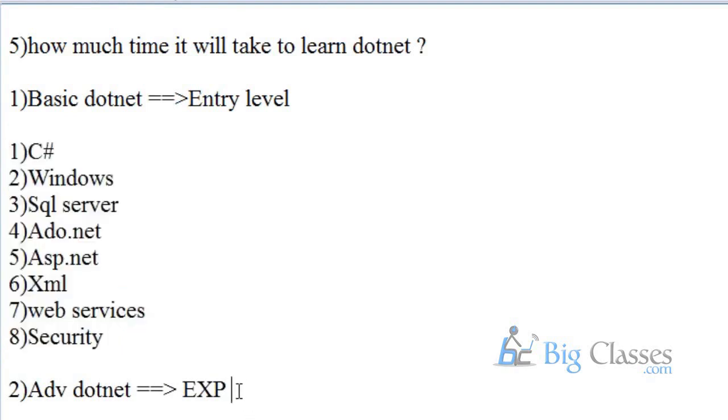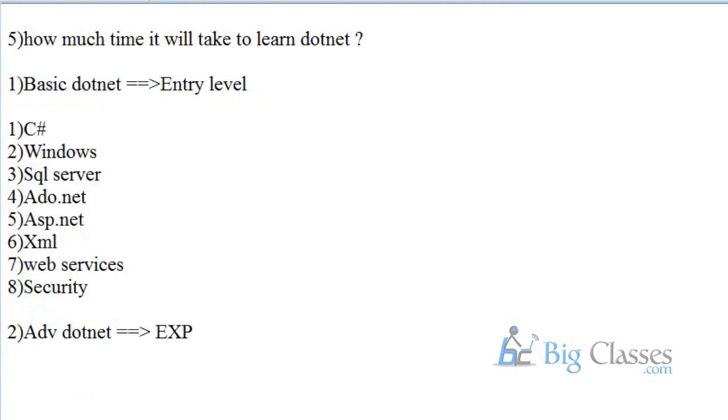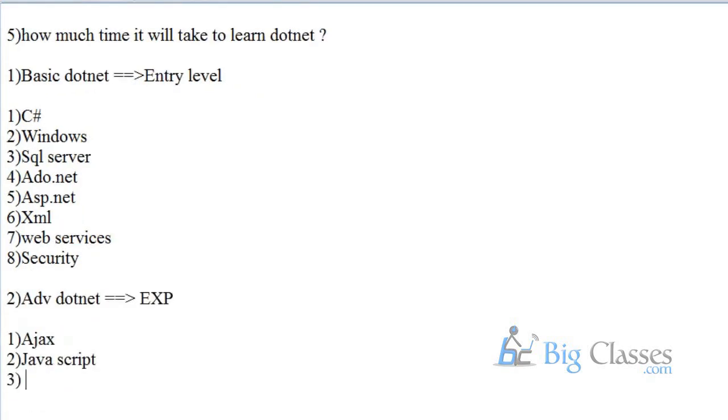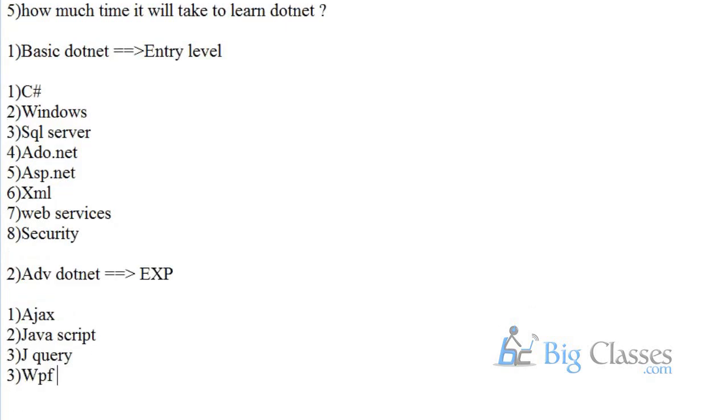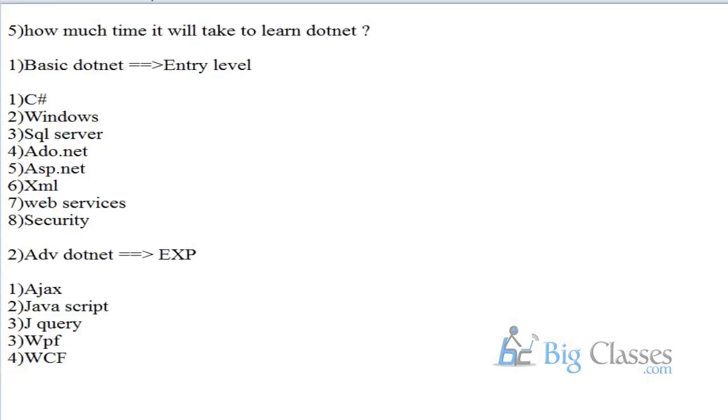Suppose you are claiming 1 year of experience, you should have knowledge of Ajax also. Apart from basic, you should have a concept called Ajax. If you are claiming 2 years of experience, you should have knowledge of JavaScript and jQuery. If you are claiming 3 years of experience, you should have knowledge of WPF and WCF. If you are claiming more than 3, like 4 years of experience, you should have knowledge of LINQ.